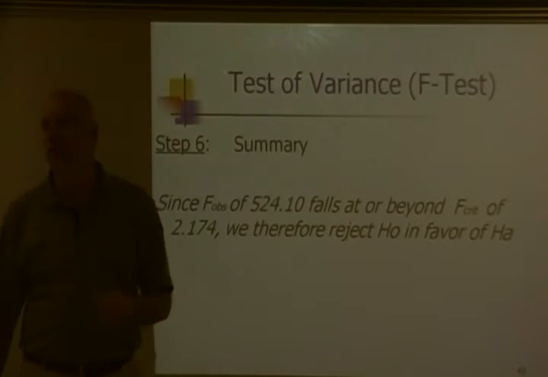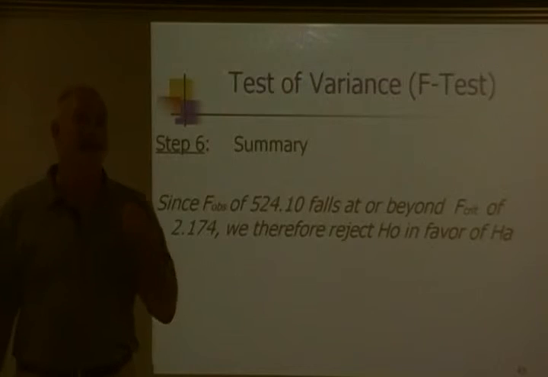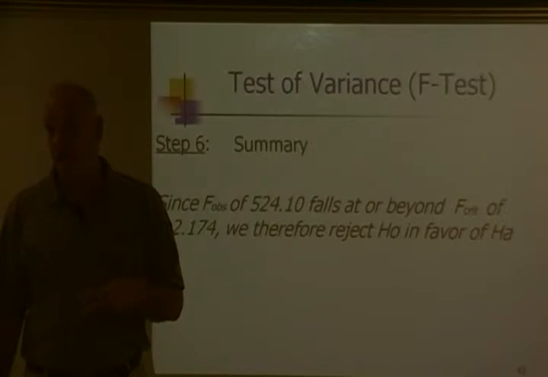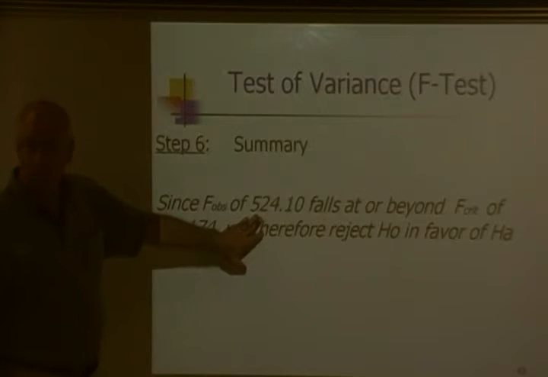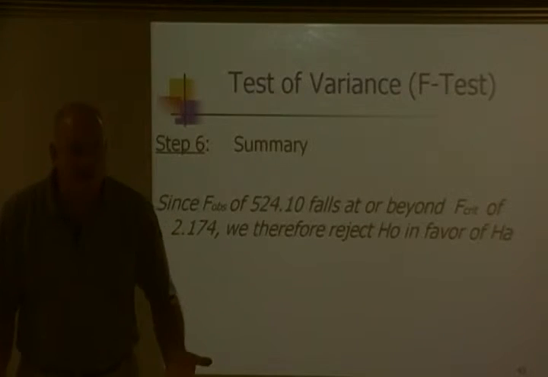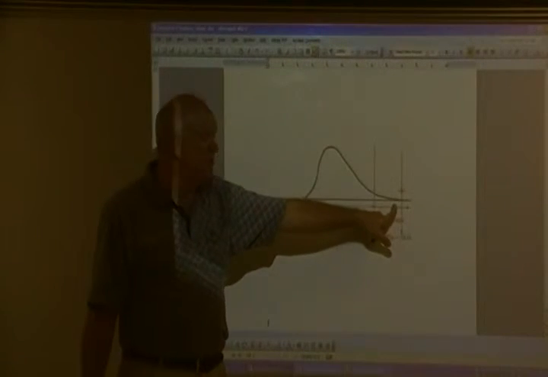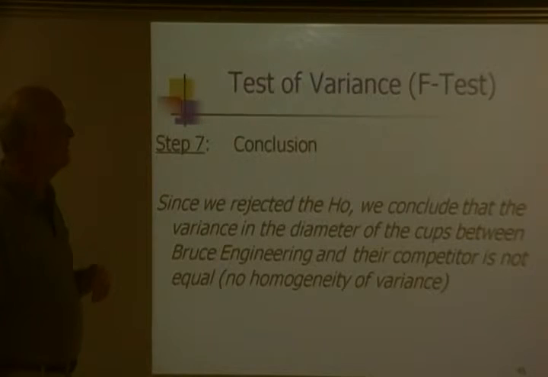Please remember that there's no such thing as highly significant, greatly significant, hugely significant, almost significant, or not nearly significant. There are only two choices. It either is significant or it is not. There are people saying, well, wow, 524.10 versus 2.174, that must be highly significant. No, it isn't. It's just significant. That's all it is. It doesn't matter how far out it goes. It falls into the rejection region, therefore it is significant.